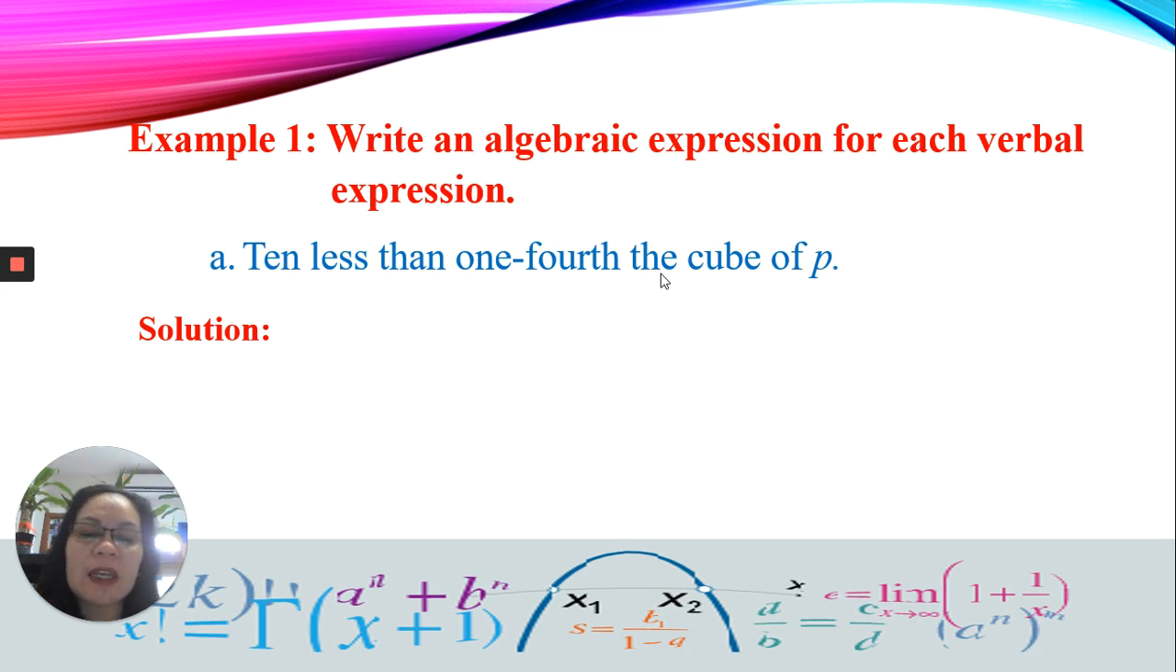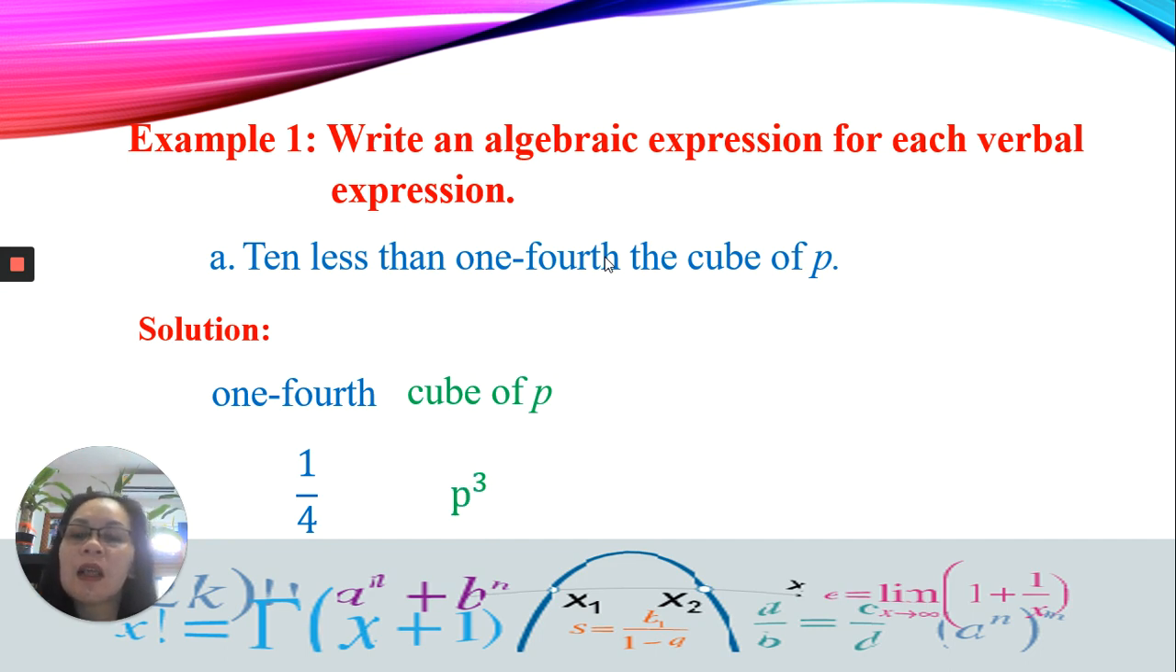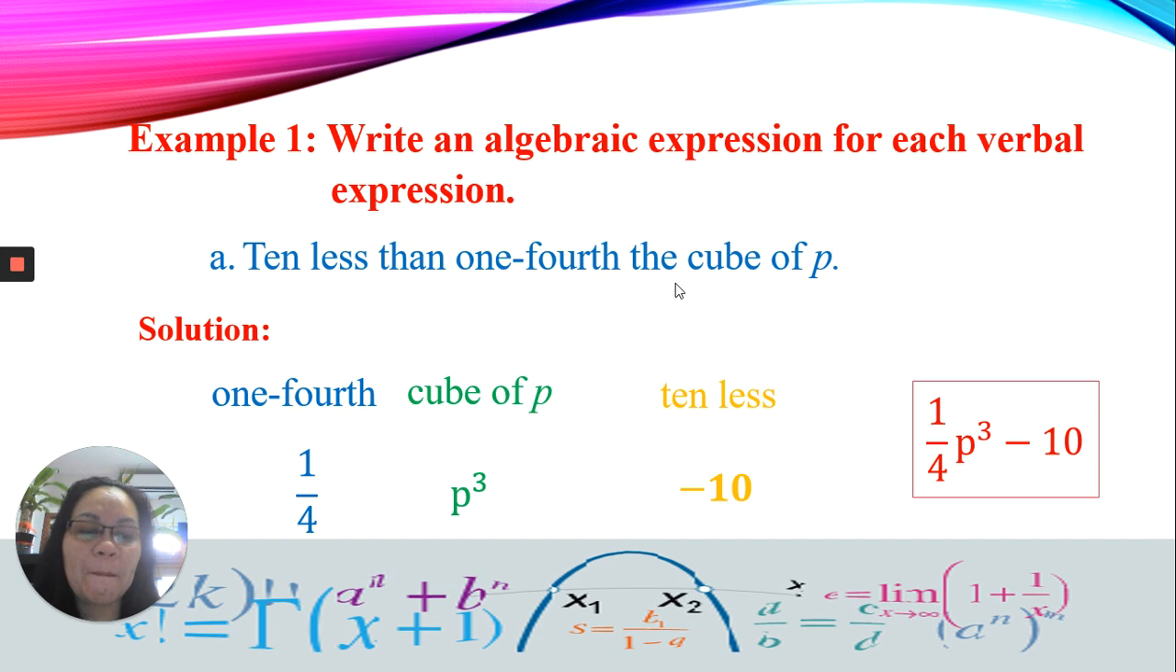So you have 10 less than 1/4 the cube of p. You're actually getting 1/4 the cube of p, that is p cubed, and then 10 less, so that's minus 10. Therefore, your algebraic expression for this statement is 1/4 p cubed minus 10.